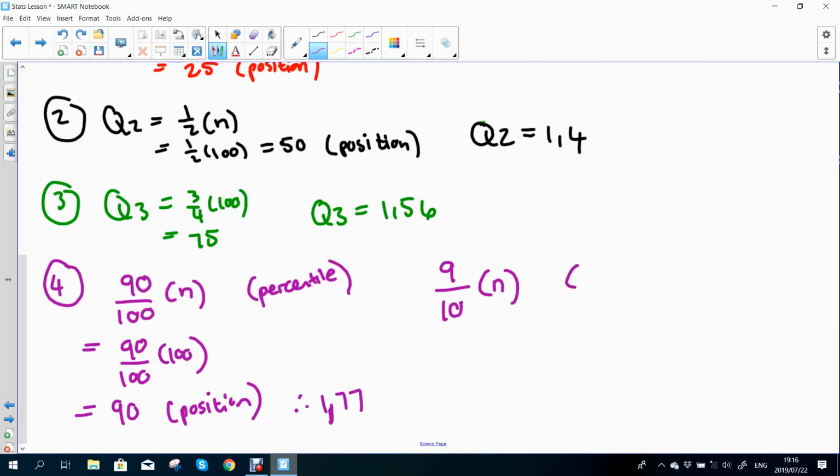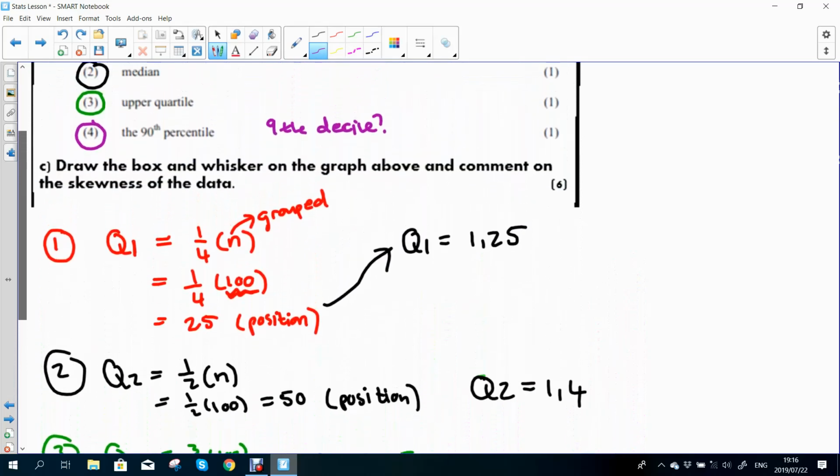So if they ask deciles, you do it exactly the same, but you just divide by 10 instead of 100. Okay, not very hard. Just one small thing to remember.